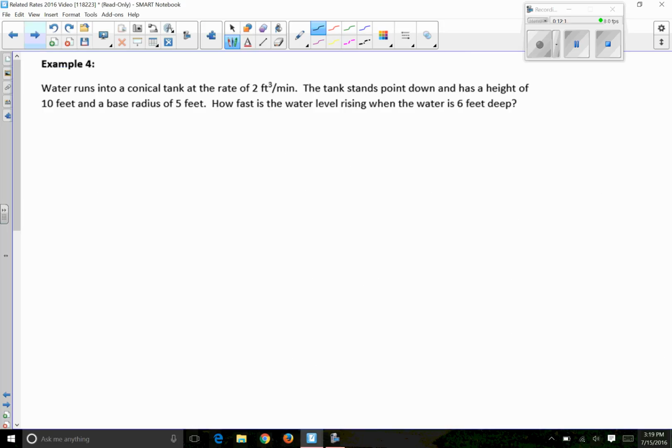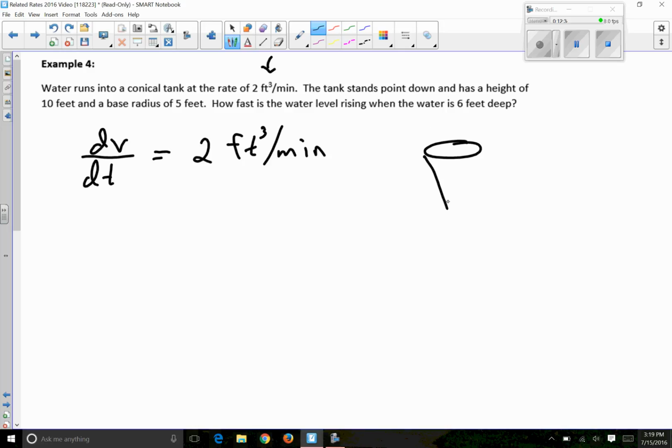Example 4. Water runs into a conical tank at the rate of 2 cubic feet per minute. Cubic feet is volume. So the derivative of the volume with respect to t is 2 cubic feet per minute. That's a rate that is given. The tank stands point down and has a height of 10 feet and a base radius of 5 feet. How fast is the water level rising?